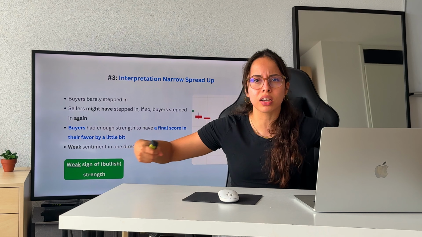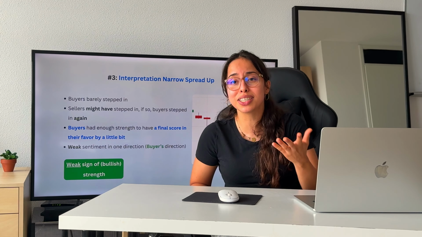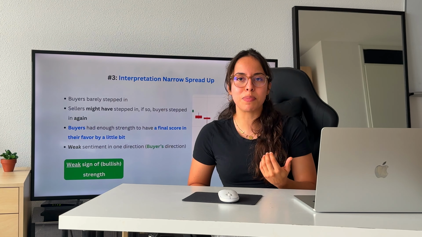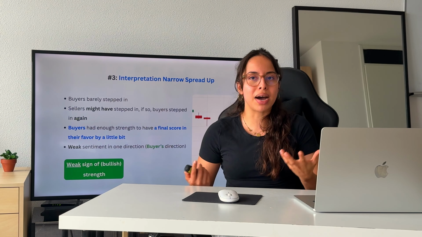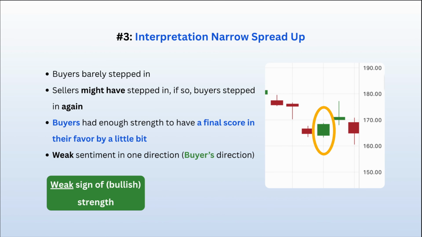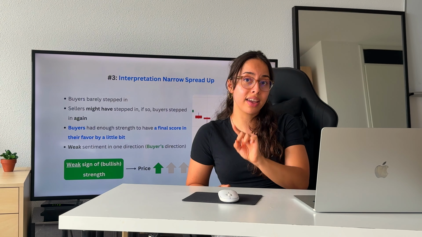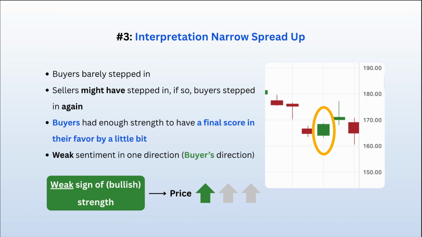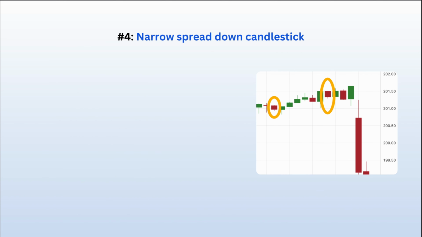They're not like the Hulk. They're like a tiny chihuahua strong, but they're still strong. And that's when you hear people say that it's a sign of mild or weak strength. And what this usually means for what is likely to happen with the price next is that the price is likely to continue going up, but not as likely as when we see a wide spread up candlestick. And this is the reason why I gave it a 1 out of 3 arrows of the likelihood of the price going up. Candlestick number 4, the narrow spread down candlestick.